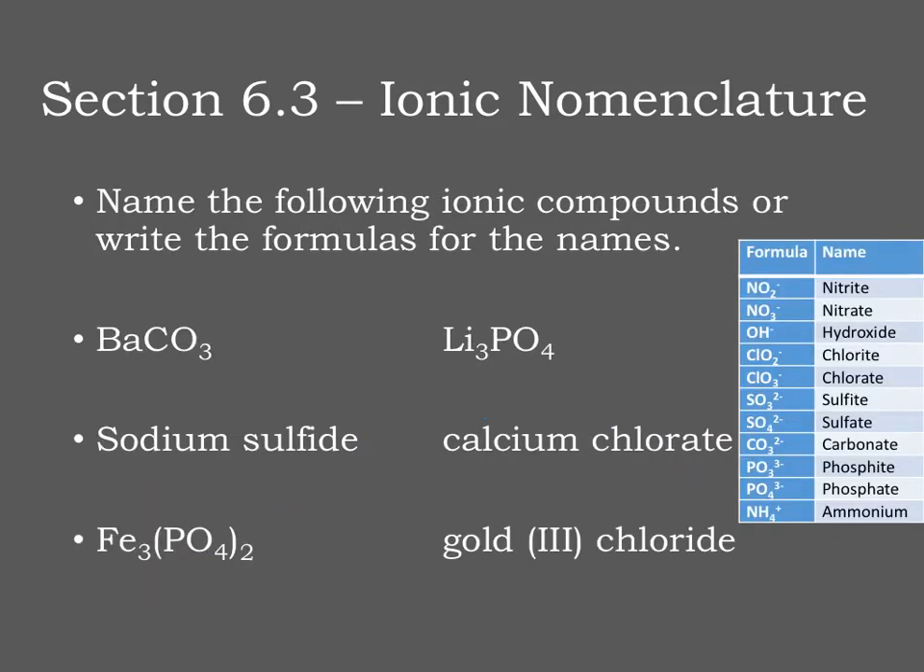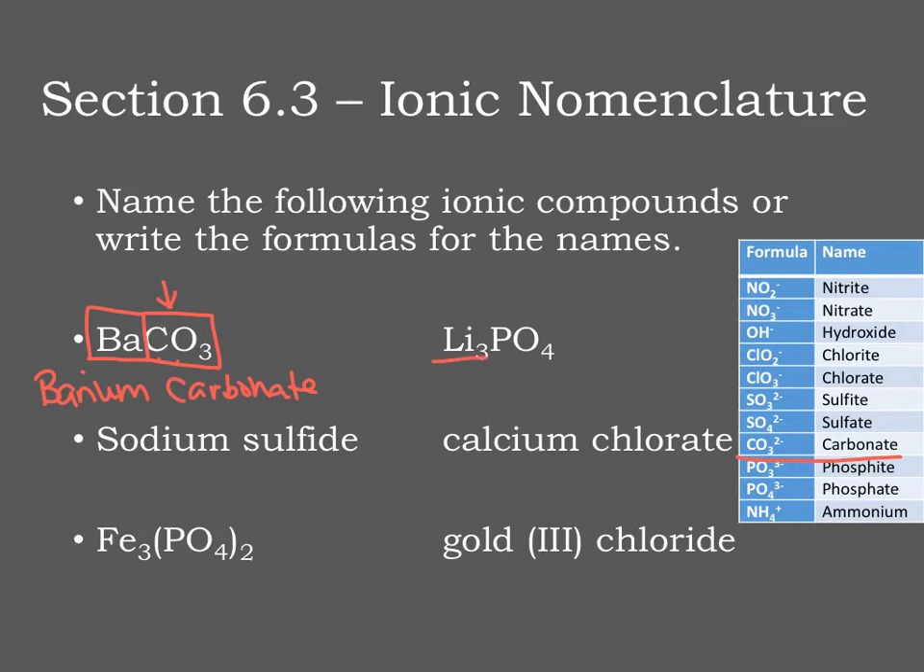So now if we get to naming, you're going to name the cation simply by using the element's name from the periodic table. Nothing changes. Then the anion, it depends what the anion is. If it's a polyatomic like it is here, we've got different atoms making up our ion. We're going to look at the polyatomic ion table and pull it straight from that table. So Ba is barium, straight from the periodic table. CO3 is carbonate. So that one is barium carbonate.